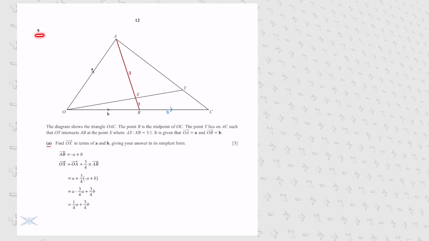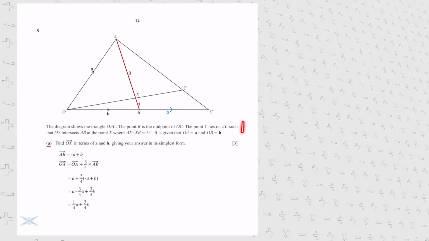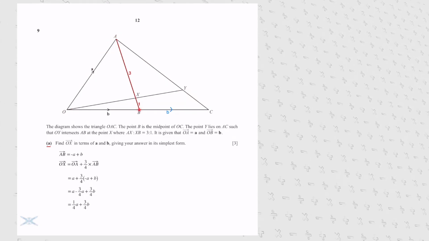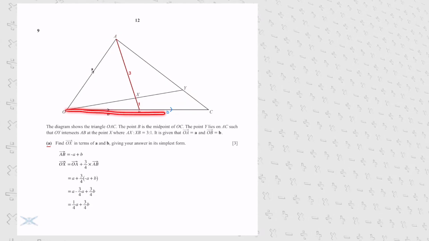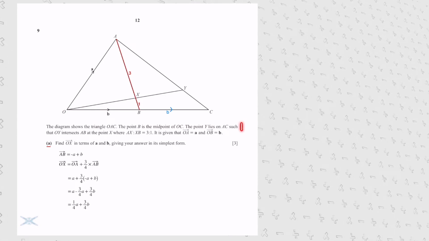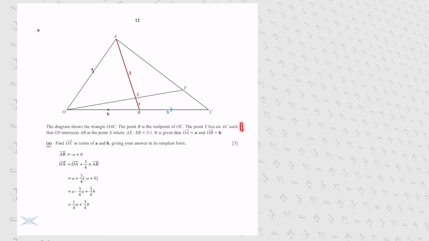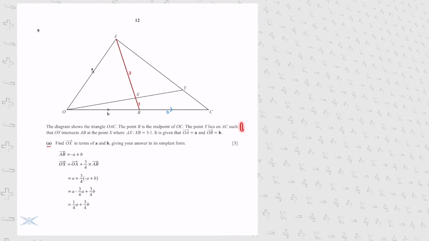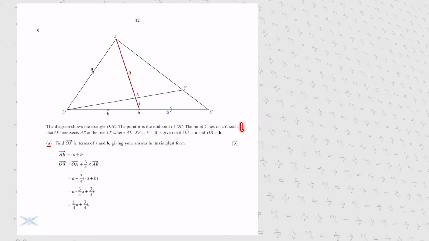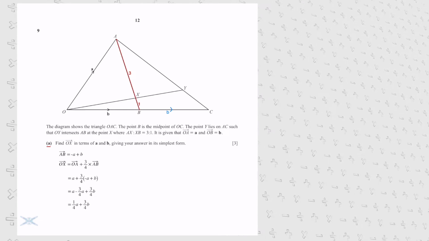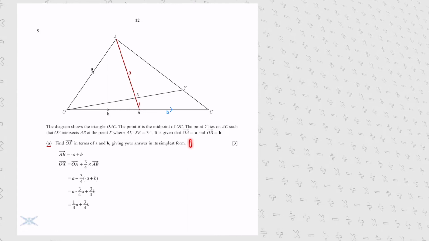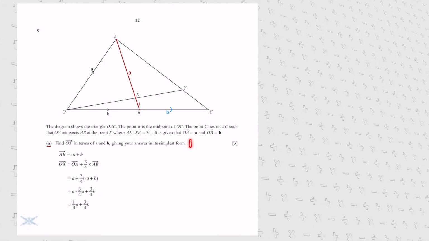Next, over to exercise 9, where we are presented with a diagram that shows the triangle OAC. Point B is the midpoint of the line OC. The point Y lies on AC such that OY intersects AB at the point X, where AX over XB equals 3/1. It is given that the vector OA equals A and the vector OB equals B. In part A of this exercise, we are supposed to find the vector OX in terms of A and B, giving our answer in its simplest form.